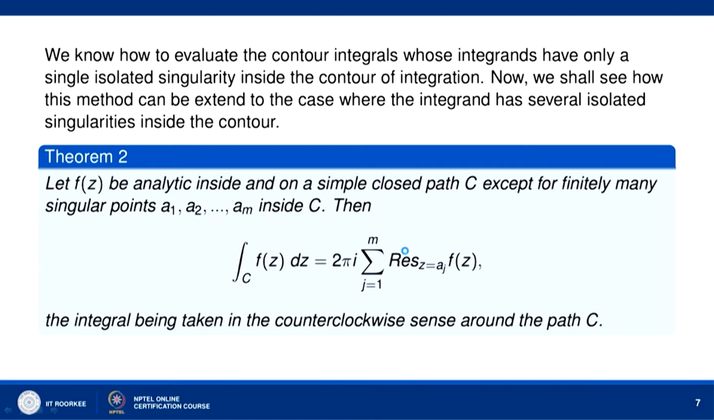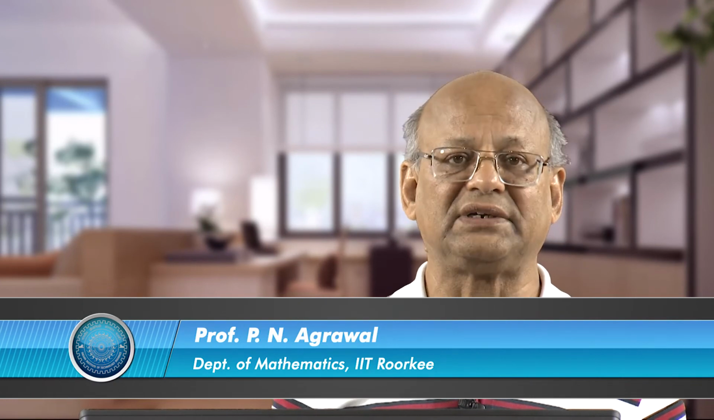Now, let us go to the residue theorem. We have seen how we can evaluate contour integrals whose integrand has only one isolated singularity inside the contour of integration. There we simply find the residue of f(z) at that point and then multiply by 2 pi i. Now, if your contour of integration has a finite number of isolated singularities, then how will we extend that method? This theorem talks about that.